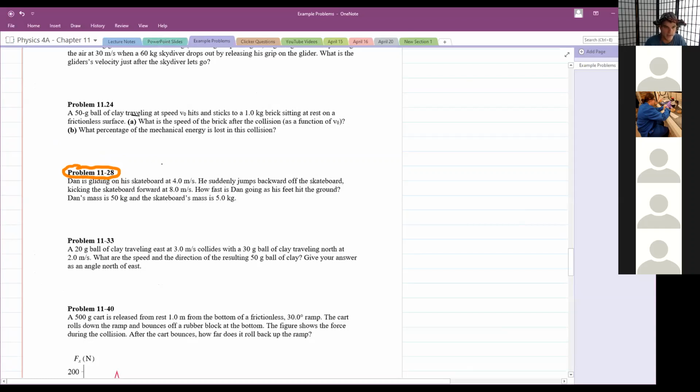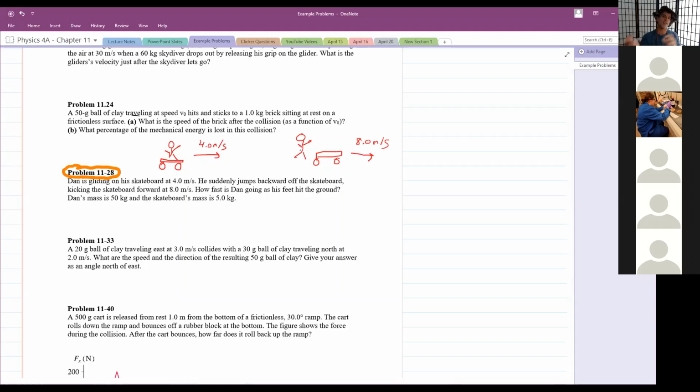I've got Dan, who's on a skateboard, and together they are moving at 4 meters per second. Then Dan jumps backwards off the skateboard, sends the skateboard moving forwards at 8 meters per second. And the question is, what is Dan doing afterwards? Basically, how fast is he going as he hits the ground?